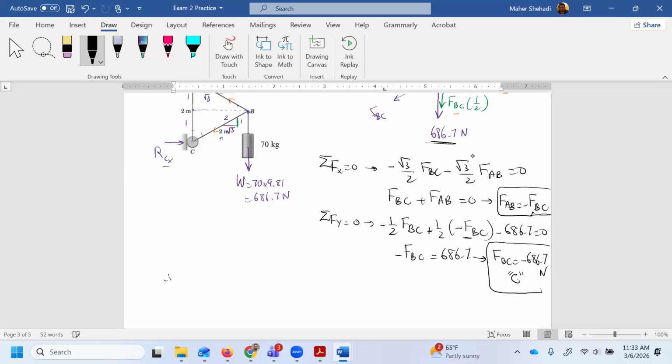Okay, therefore, FAB is also the same value. However, it's minus that, so it's minus 686.7 newtons. Therefore, it's 686.7 newtons, but it's under tension.